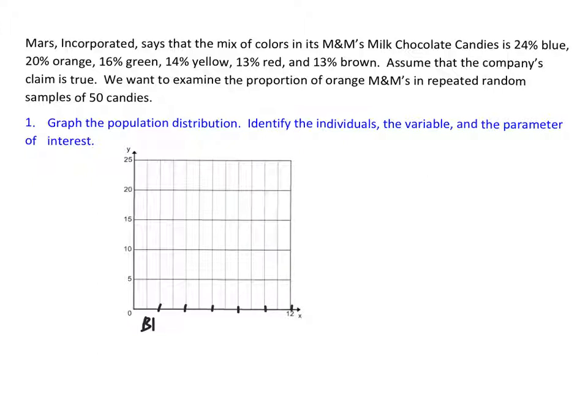You've got blue, orange, green, yellow, red, and brown. Okay? I'm going to say that these are percents. The individuals in this problem are pieces of candy.